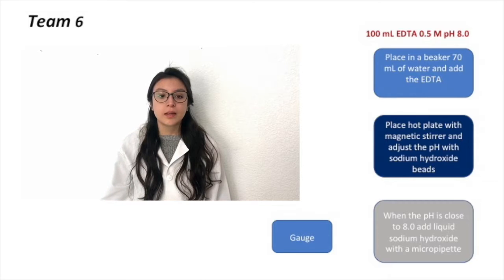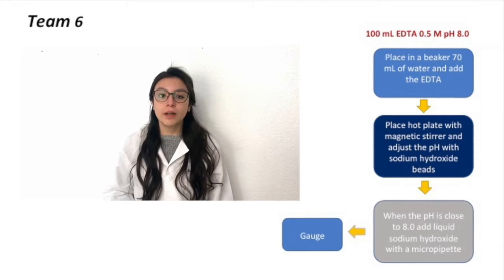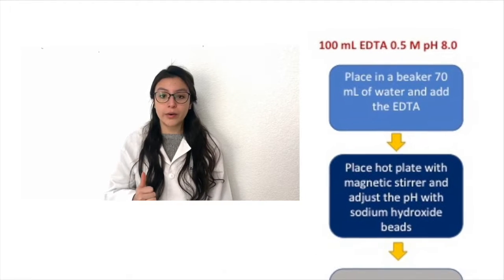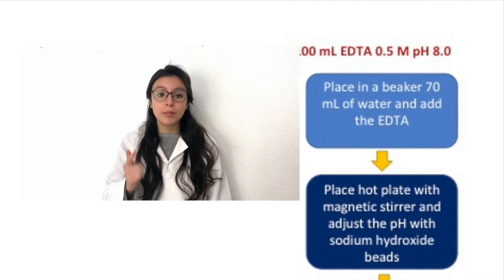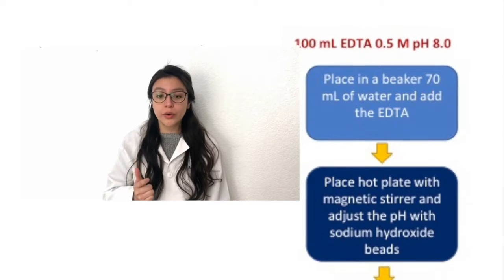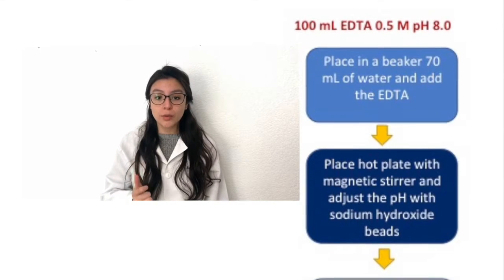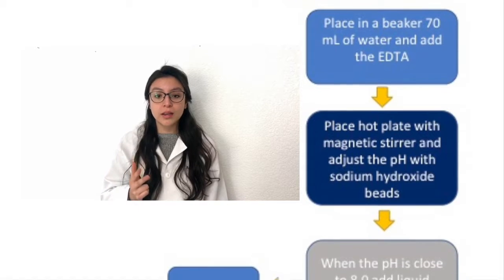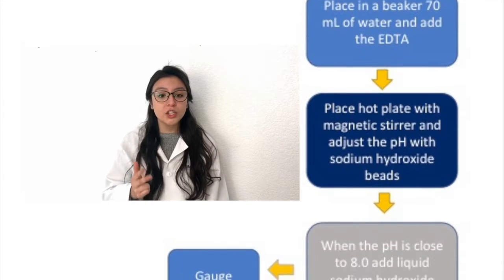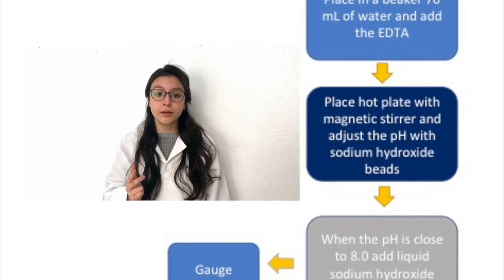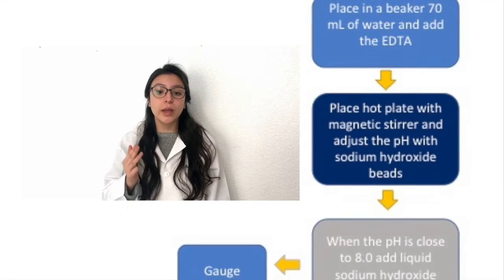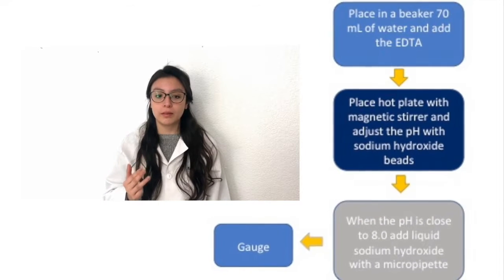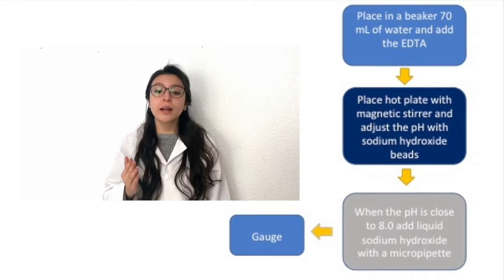Team 6. EDTA 0.5 molar. Place 70 ml of water in a beaker and add the EDTA. Place on a hot plate with a magnetic stirrer and adjust the pH with sodium hydroxide. Gradually add the sodium hydroxide beads and verify that the pH doesn't exceed 8. When the pH is close to 8, add liquid sodium hydroxide with a micropipette. Gauge and store in a glass jar.